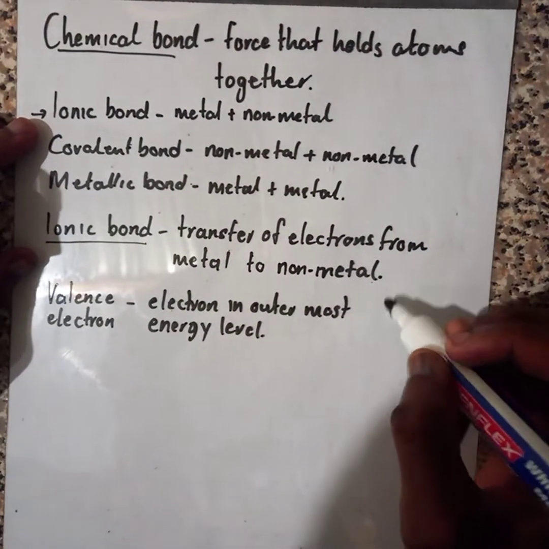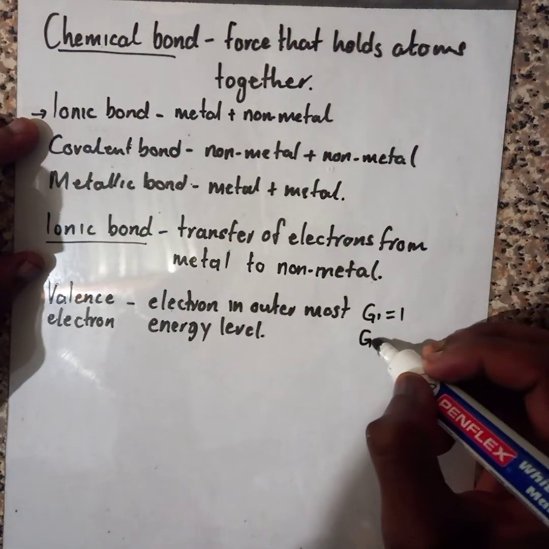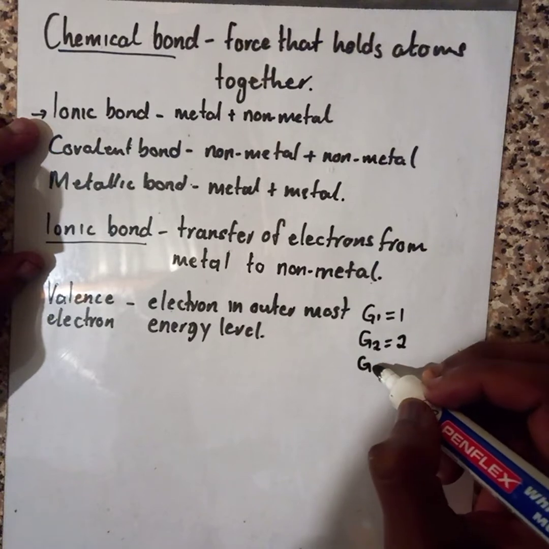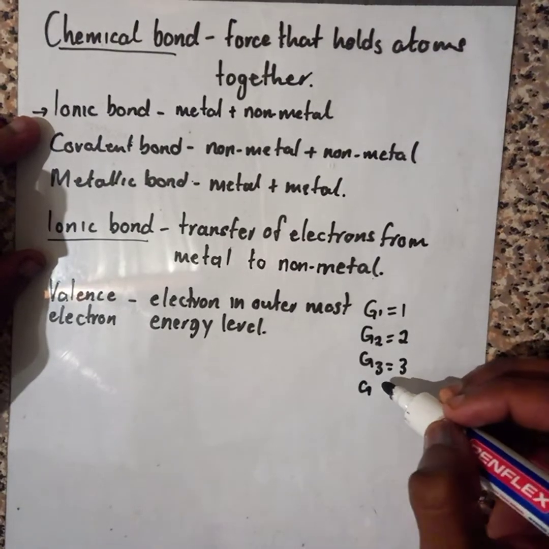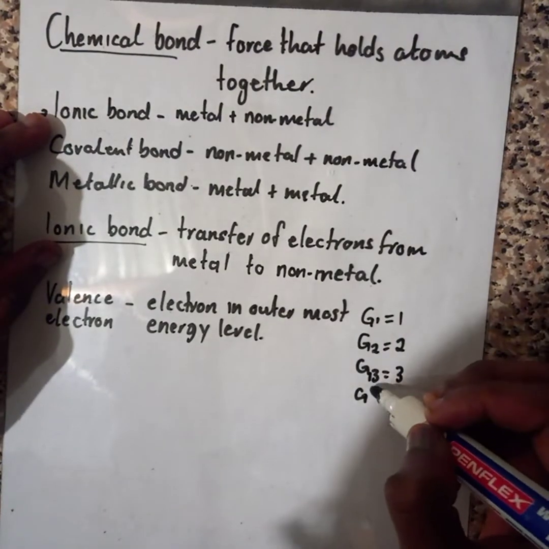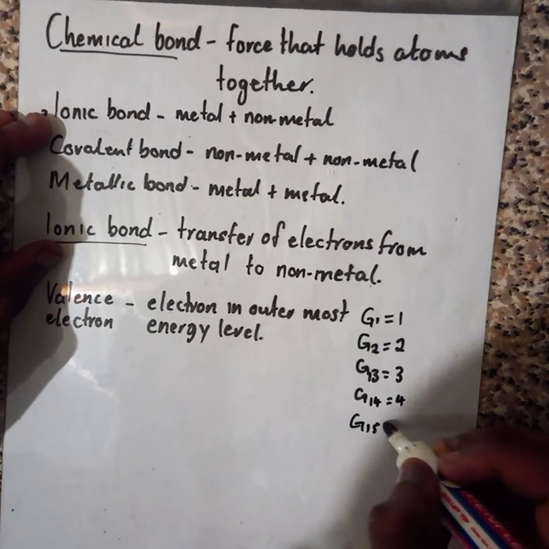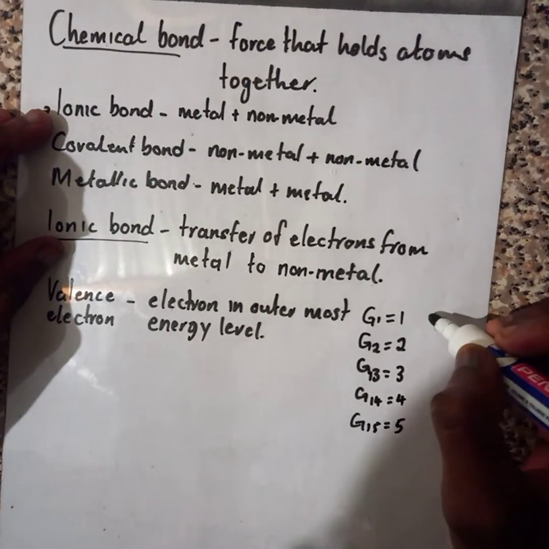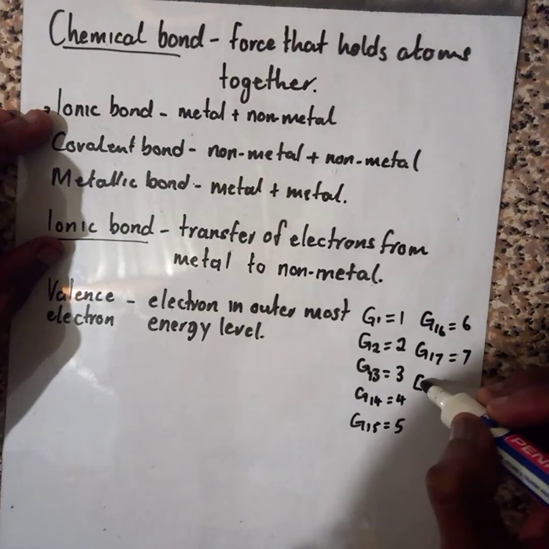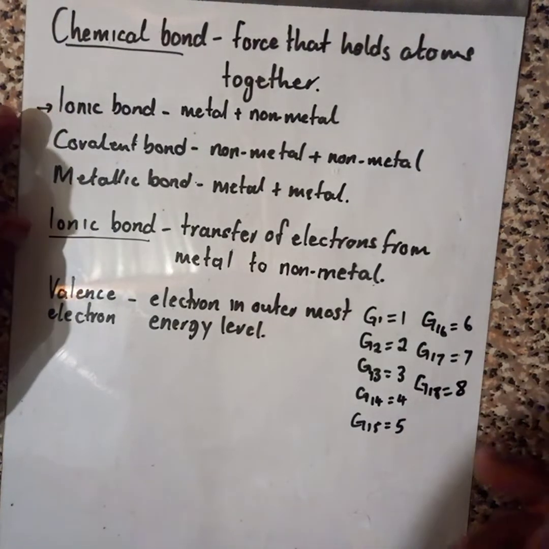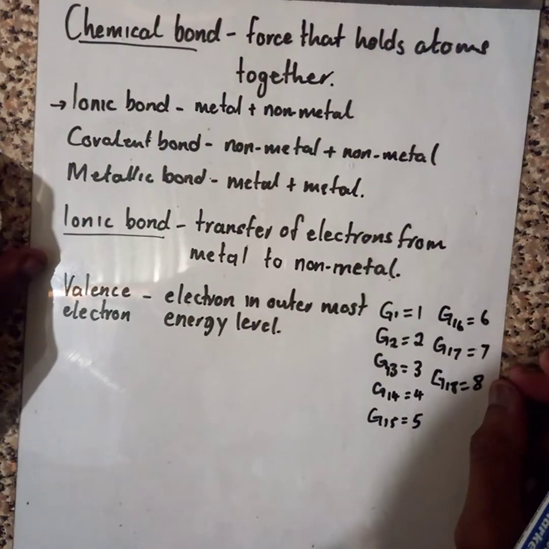As a learner, you must know that all the group 1 elements will have one valence electron, then group 2 will have 2 valence electrons, group 13, not 3, will have 3, then 14 will have 4 valence electrons, group 15 will have 5, then 16 has 6, 17 will have 7, last group noble gas will have 8 valence electrons in the outermost energy level.